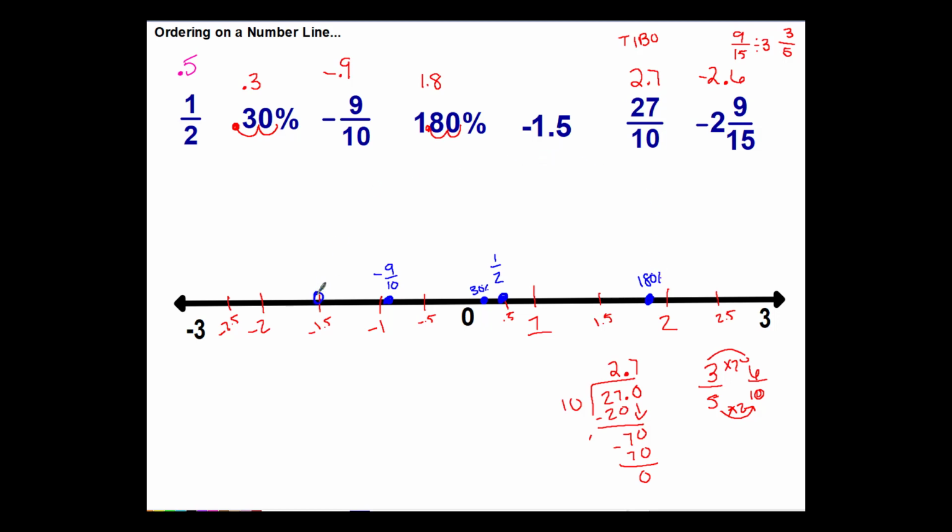Negative 1.5, well, that one's easy. 2.7, and it's positive. If this is 2.5, I know it's closer to the 3. And negative 2.6, it's right after the 2.5. Negative 2 and 9/15.